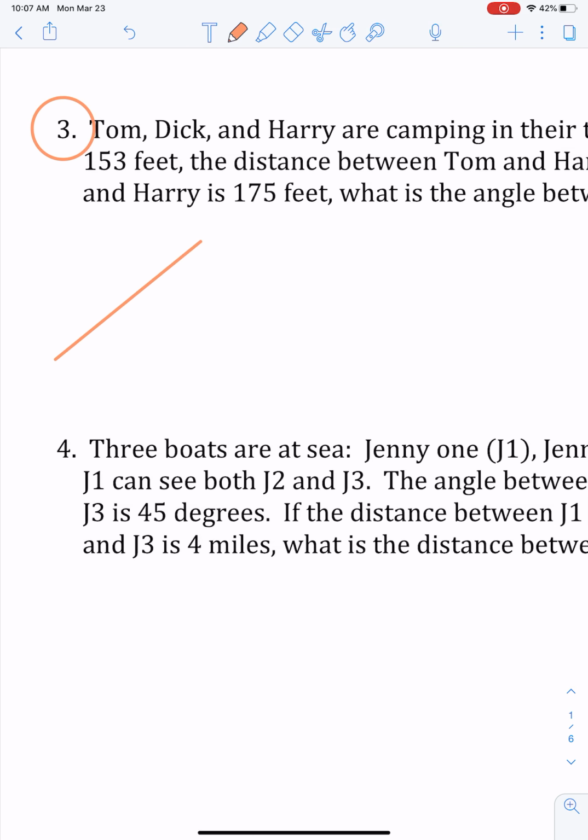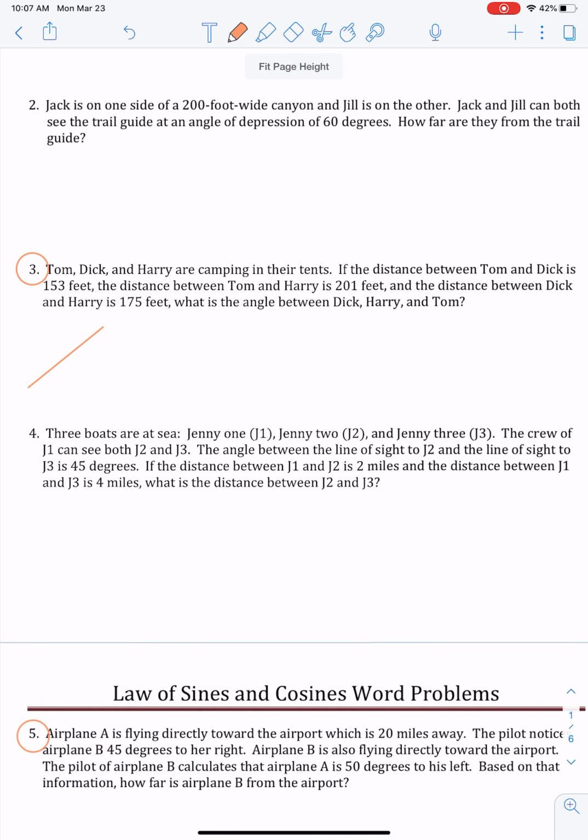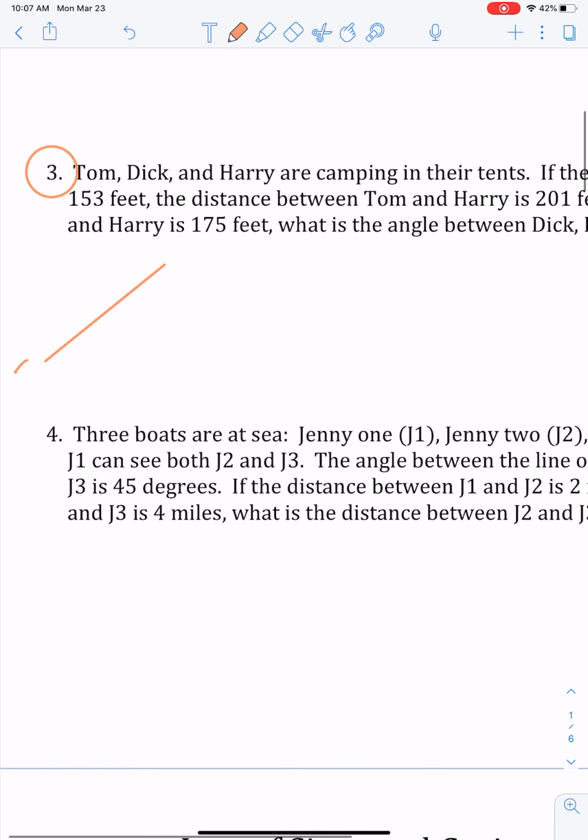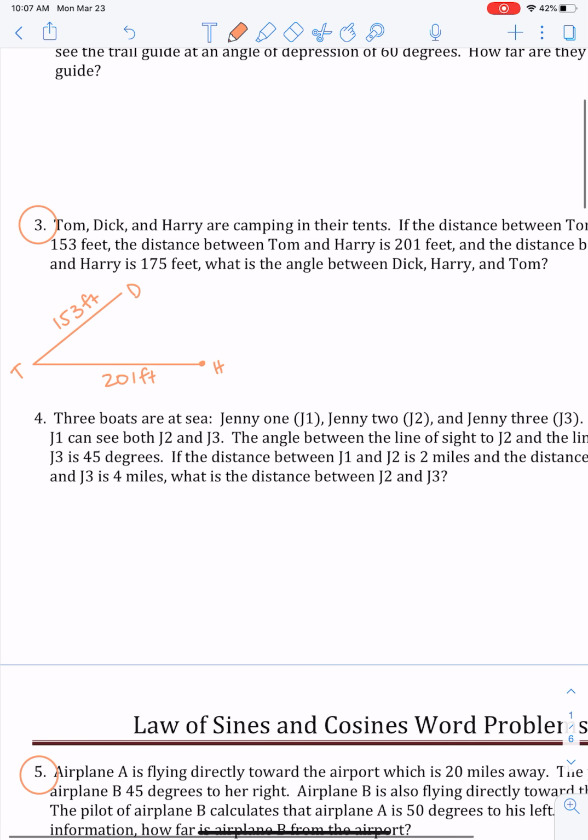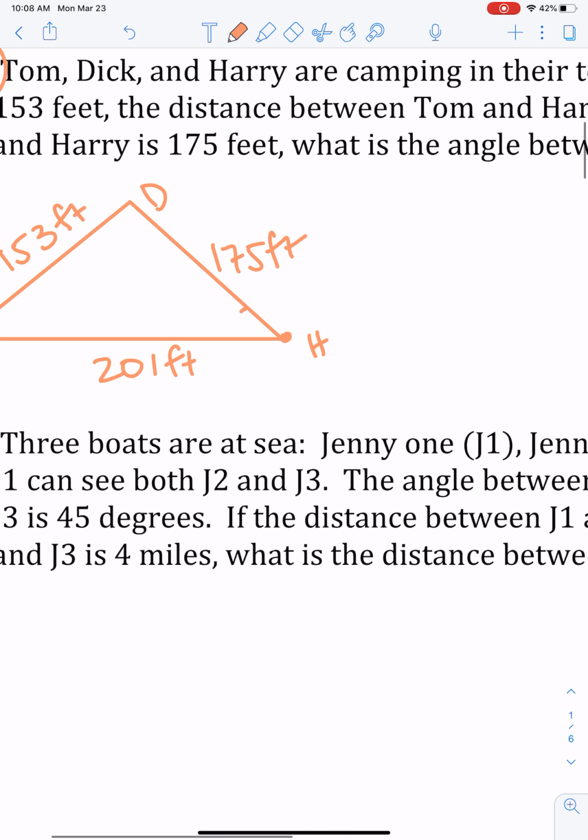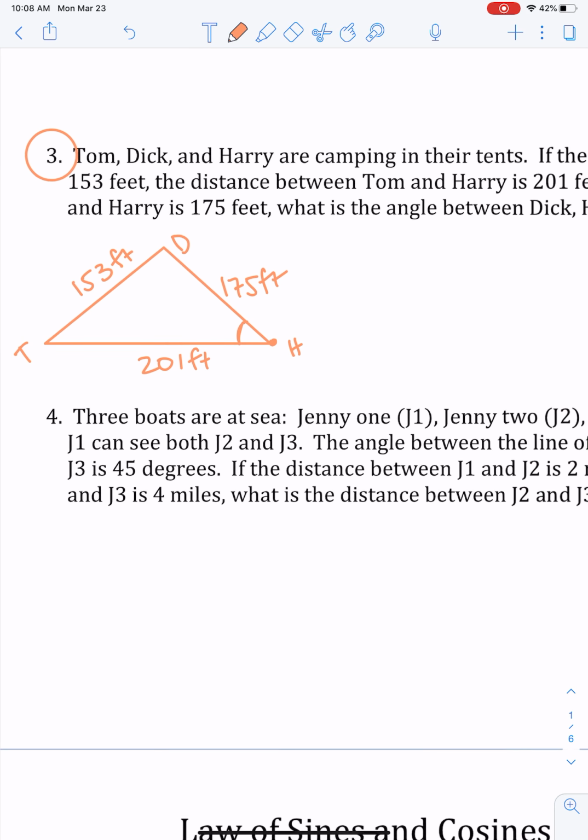So it says first that Tom and Dick are 153 feet apart. And Tom and Harry are 201. I'm doing my best to draw these. They might not really be to scale though. And then Dick and Harry are 175 feet apart. What is the angle between Dick, Harry, and Tom? I'm thinking they're talking about this angle, but I'm going to go ahead and find all 3 just in case.